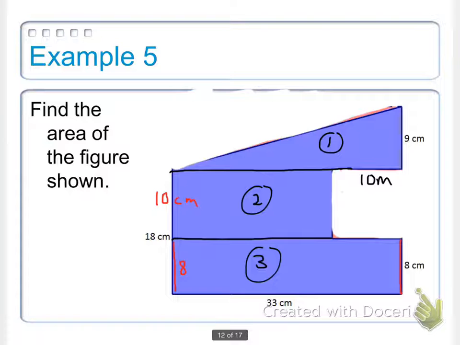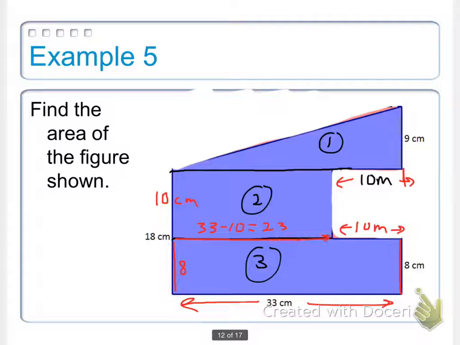The other thing is, if this is 10 from here to here, then this is 10, but this whole thing is 33. Well, this must be 33 minus 10. We're doing segment addition, okay? So you get 23 for this piece right here. If this is 33 here, then this whole thing right here must be 33. Okay? So we can get these.